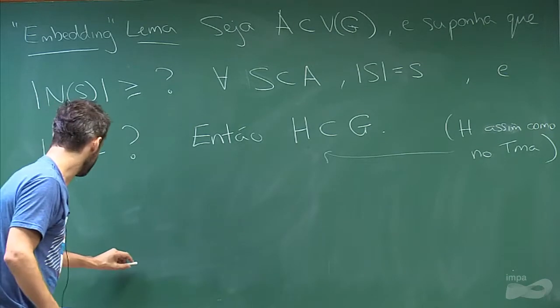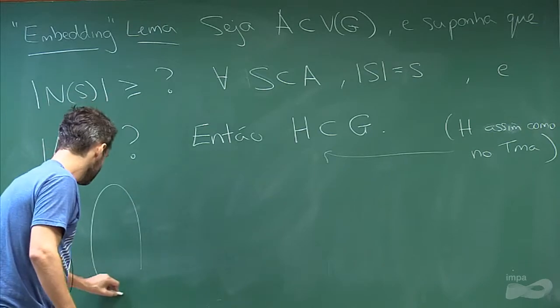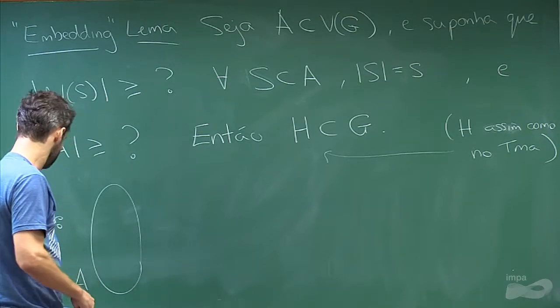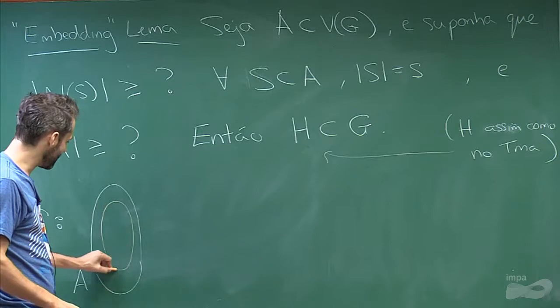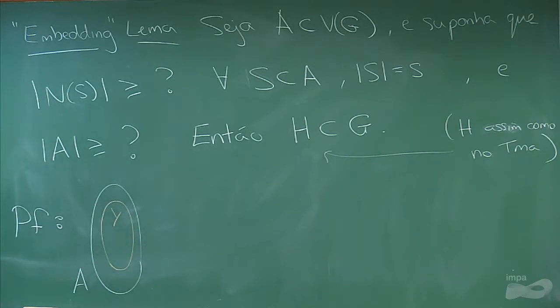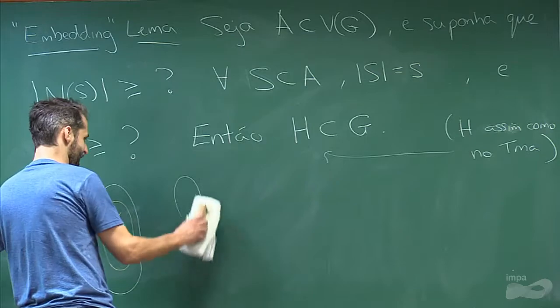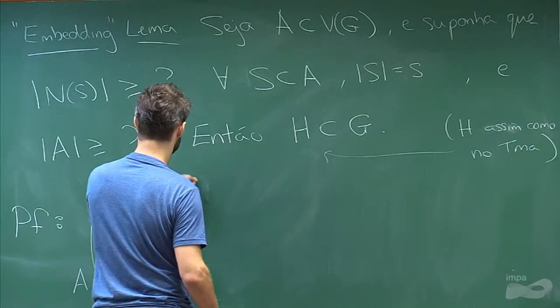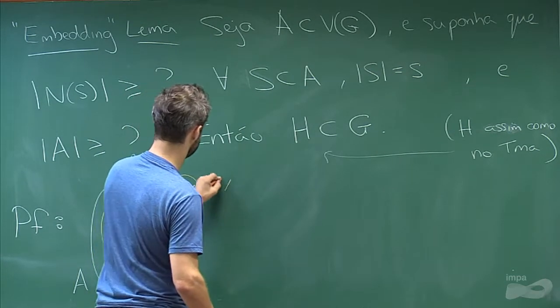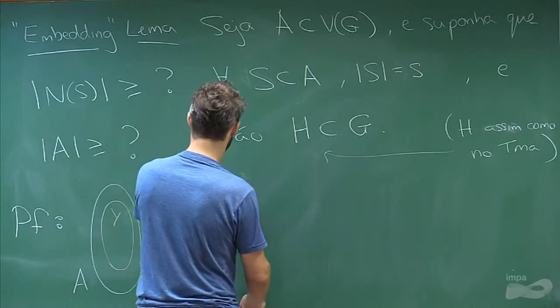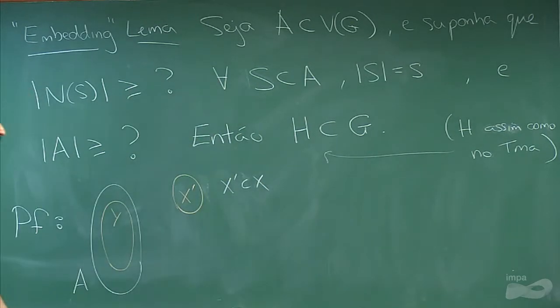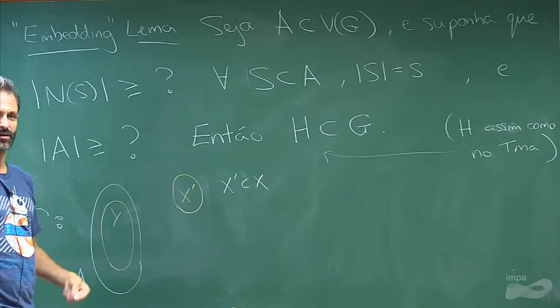Okay. So here is A. Let's embed Y inside A. And now let's suppose that we've already embedded some subset of X. And let's look at the next vertex U. So we've already embedded a bunch of vertices of X, and we're going to embed the next one.